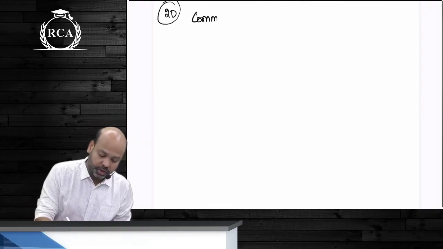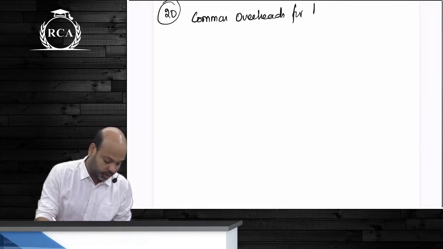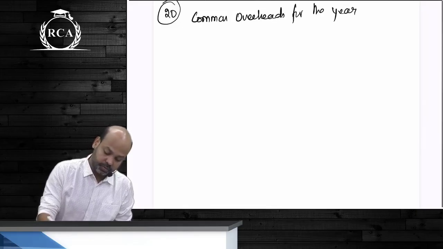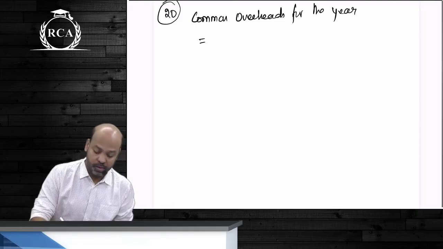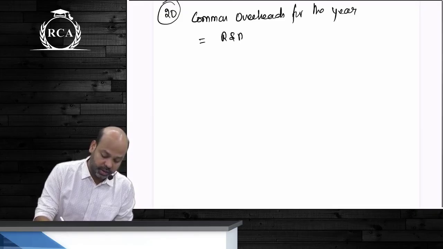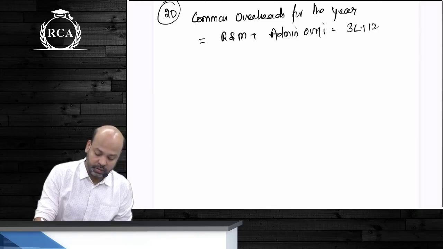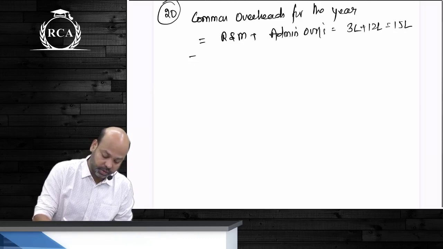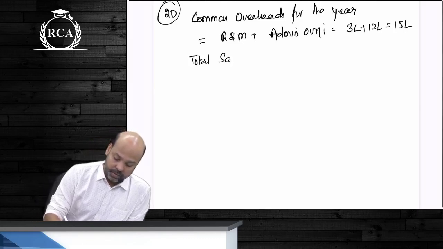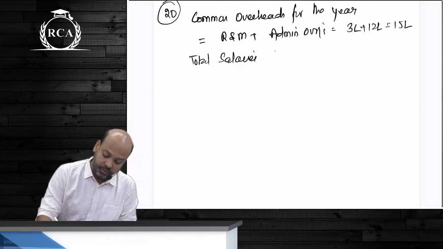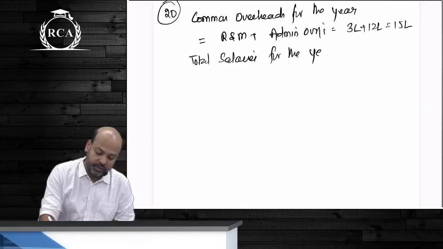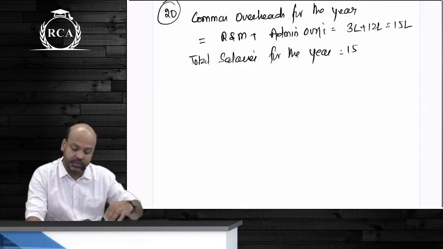Common overheads for the year beta equals repairs and maintenance का 3 lakhs plus admin overheads beta 12 lakhs. So that'll be 3 lakhs plus 12 lakhs, 15 lakhs. What's the total salaries for the year? Total salaries for the year beta would be 15 lakhs plus 9 lakhs plus 6 lakhs, 30 lakhs.